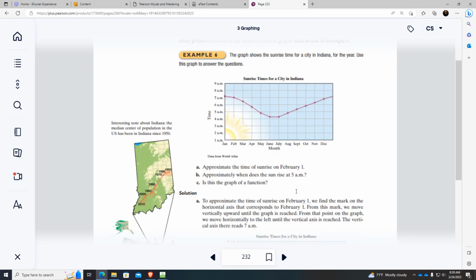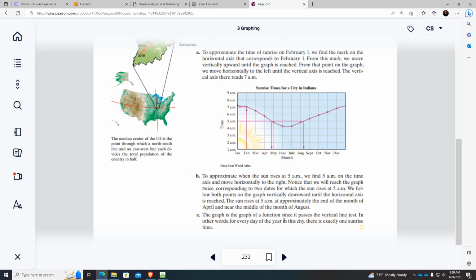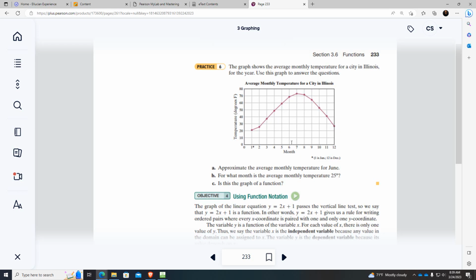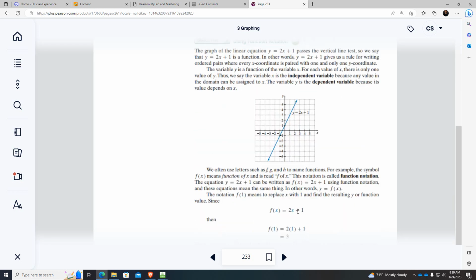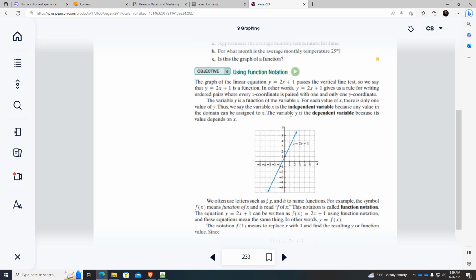Okay, so just some more examples. They're going through domain and range. All right, so then we get to this and we start talking about function notation.